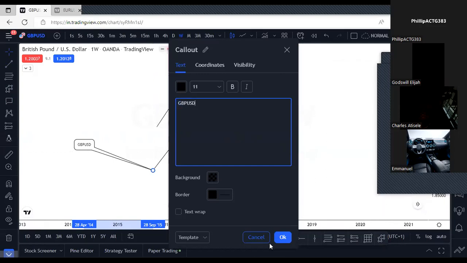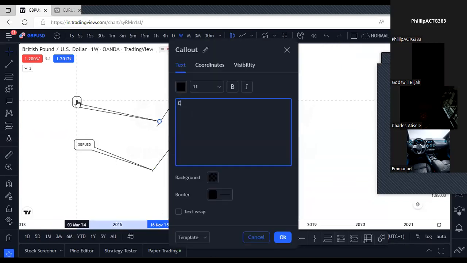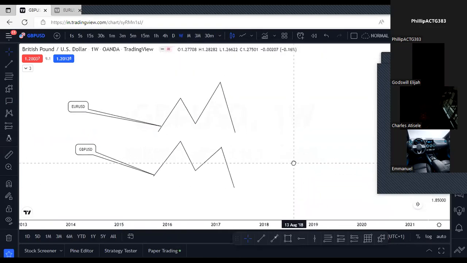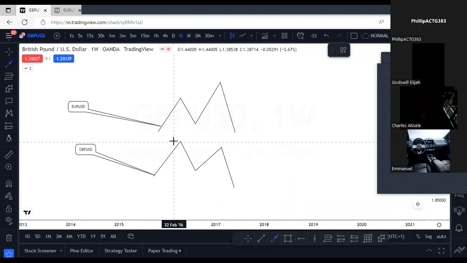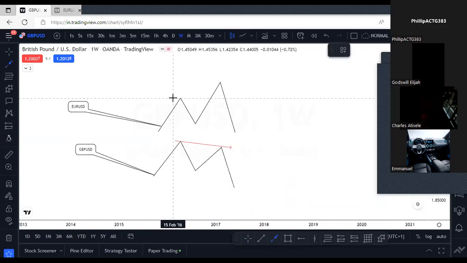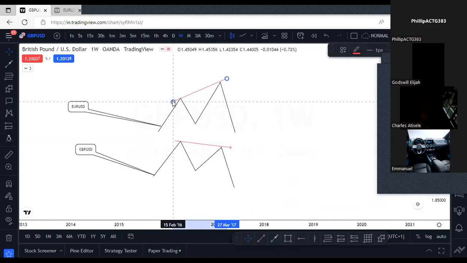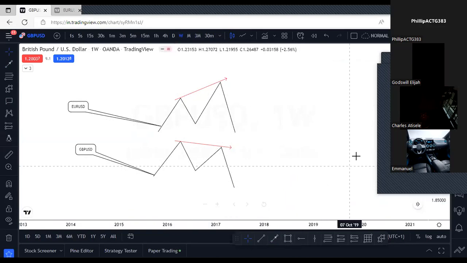Let us take this as GU, and let us take this as EU. I want us to really get it. Do we understand this now? This is a sign of weakness. This one here failed to go higher when its counterpart went higher. Do we understand this now? Drop some eights if you understand this now. This is what we call a sign of weakness.